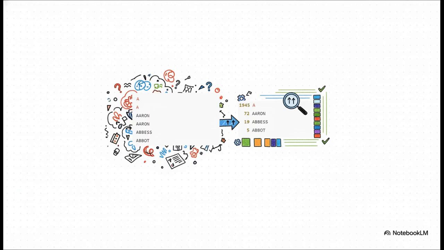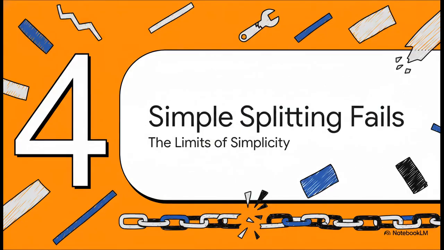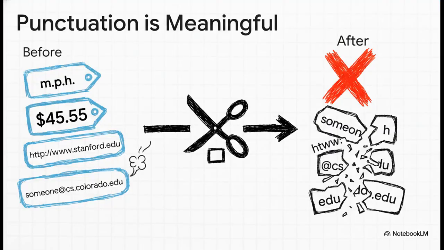Simple, but effective. But what happens when our text isn't a nice, clean play? What about messy, real-world text? Well, this is where that simple model really starts to fall apart. Think about it. If we just split words at spaces and strip out all the punctuation, we lose a ton of critical information. MPH becomes 3 separate letters, M, P, and H. The dollar sign in $45.55 just vanishes. A URL or an email address, they get completely mangled. This simple approach just isn't smart enough for the text we use every day.